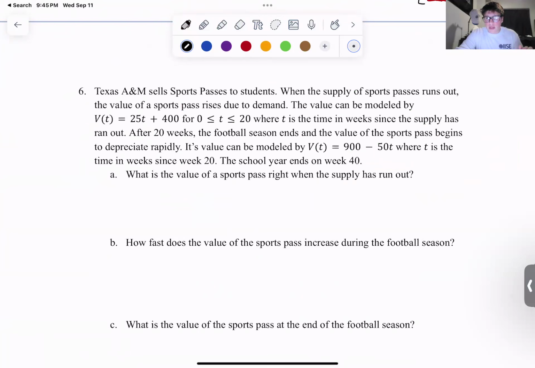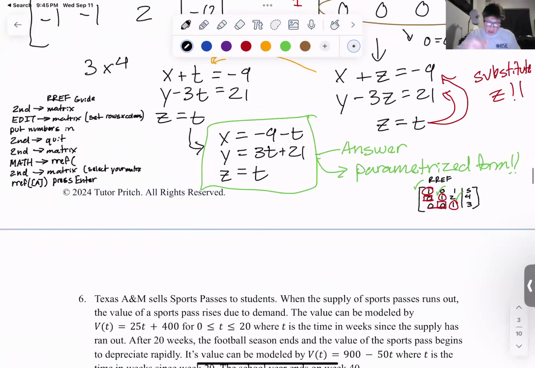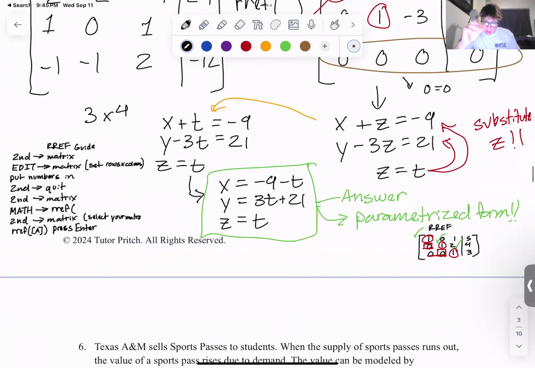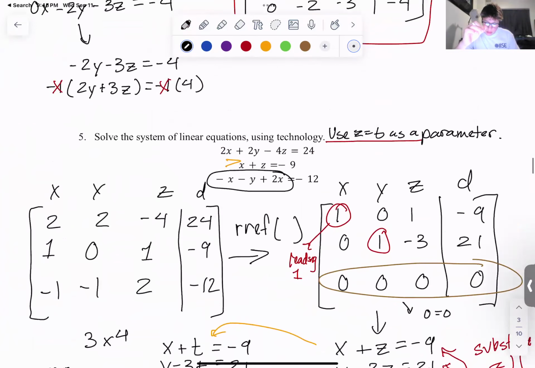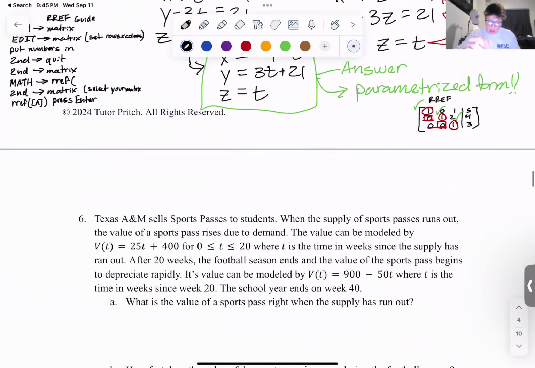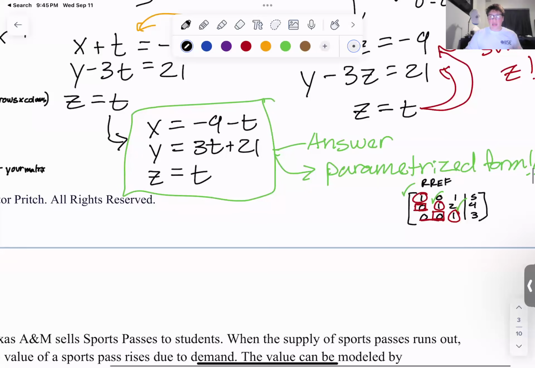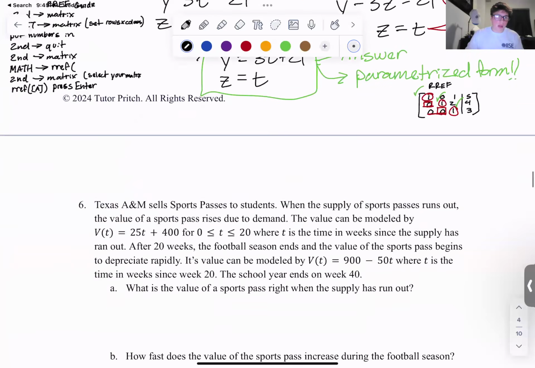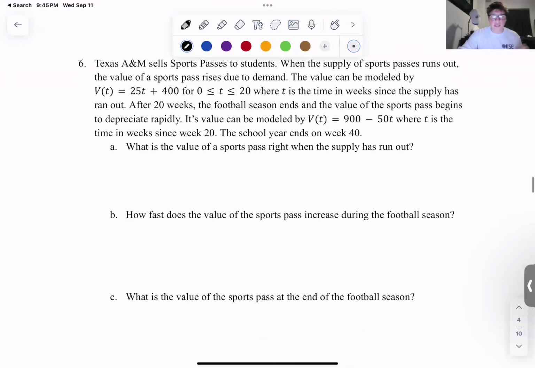I thought for REF, you could not have a number greater above the leading one, like the two above the leading one. So we'll get to that at the end, and I'll go through all that with you guys. But I want to get through the problems for those of you who are in here and don't have that much time. So let's just get to this one.